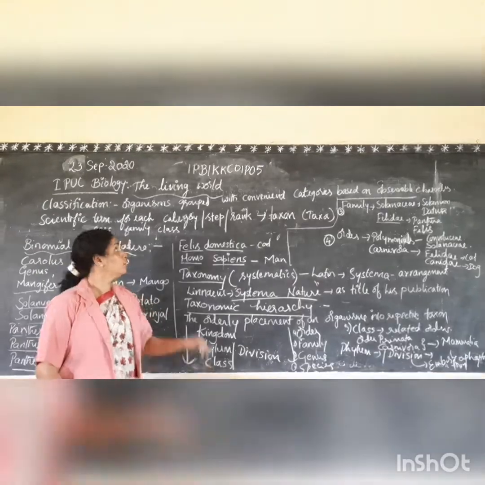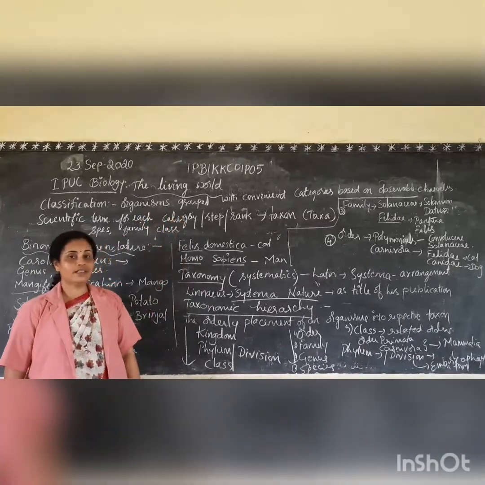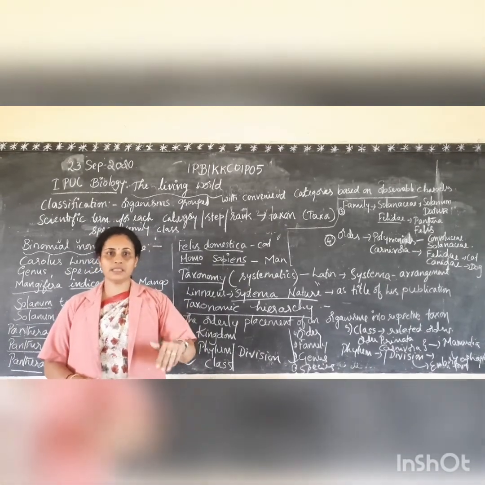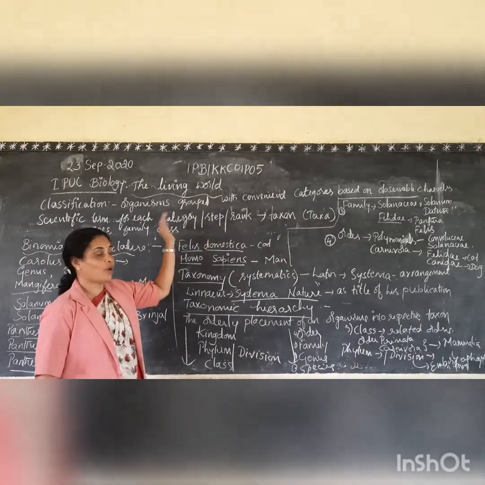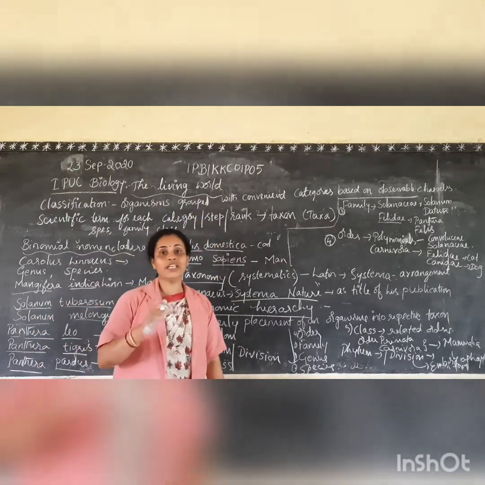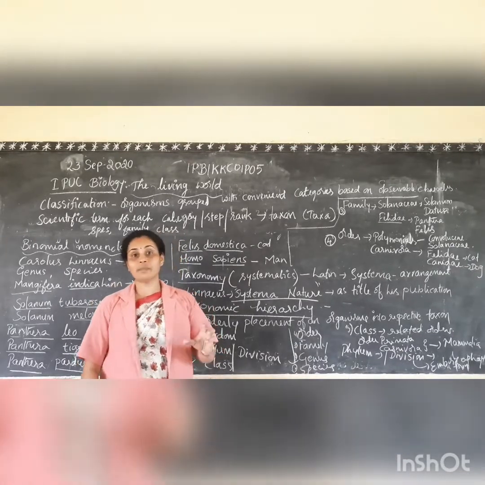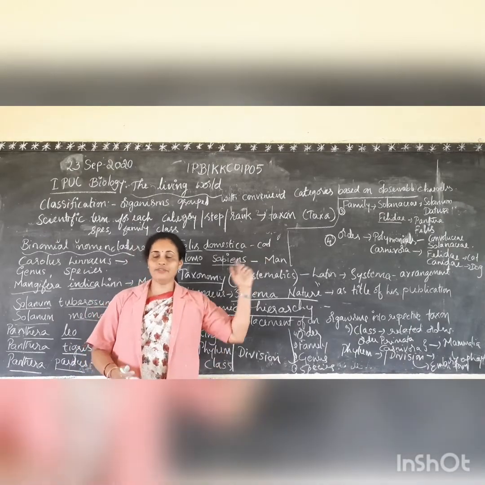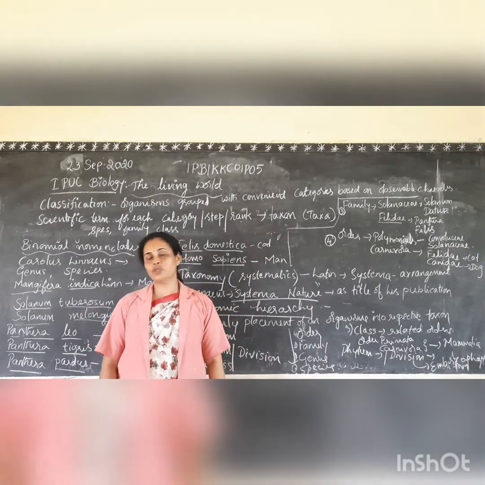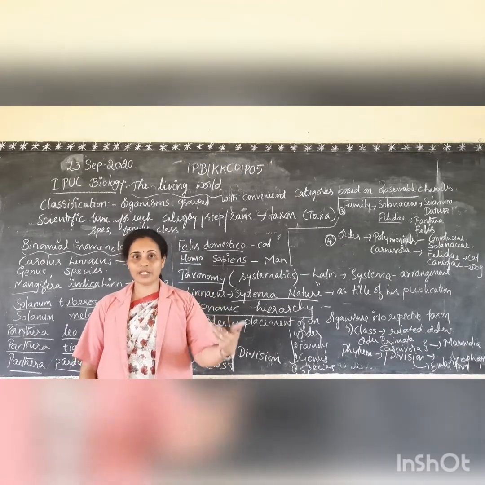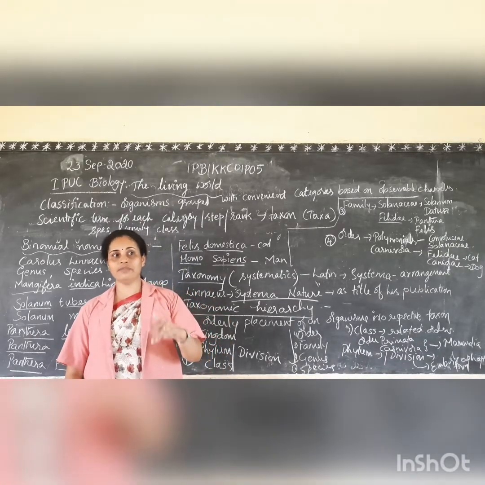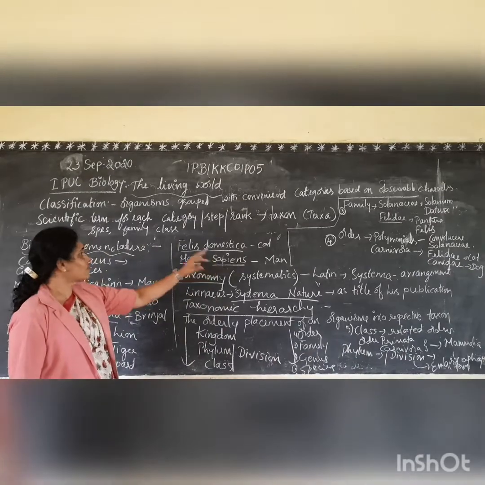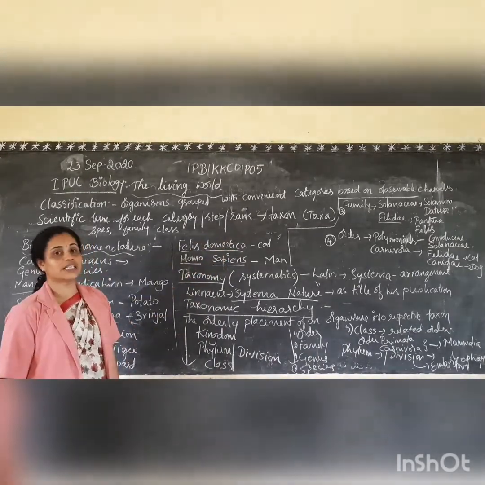Classification is nothing but the grouping of organisms into convenient categories based on some observable characters, that means what we can see. Based on those characters, we can group organisms into different taxa. Here, taxa is plural and taxon is singular.